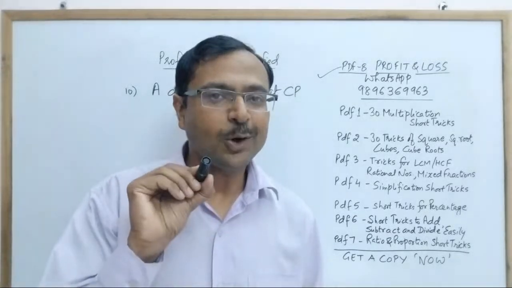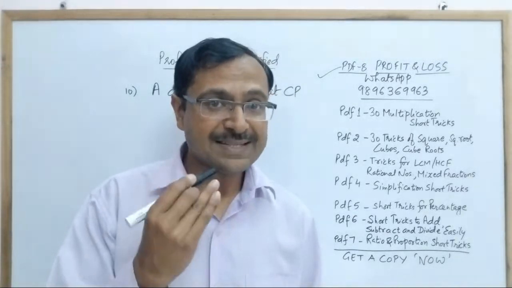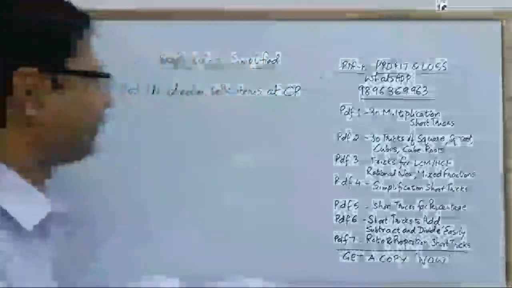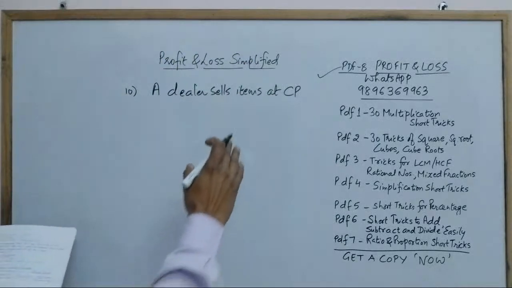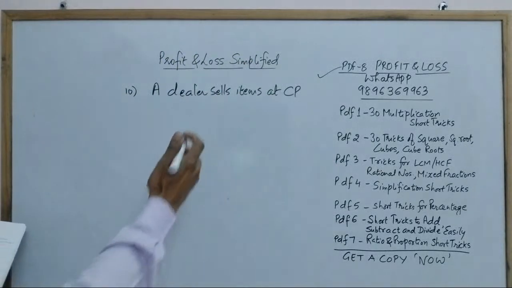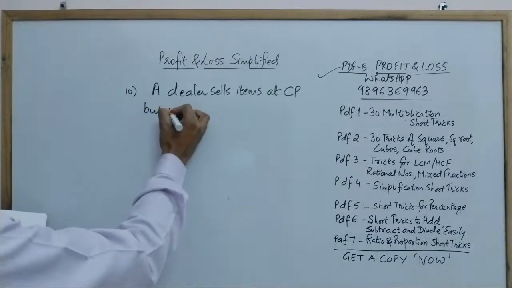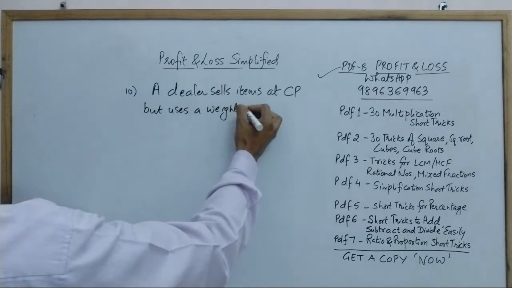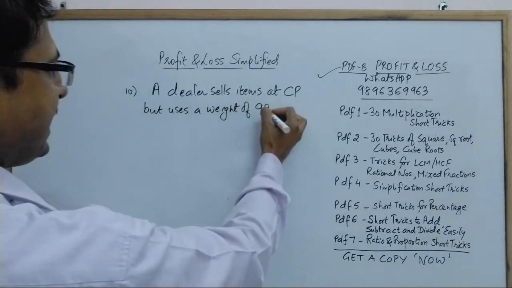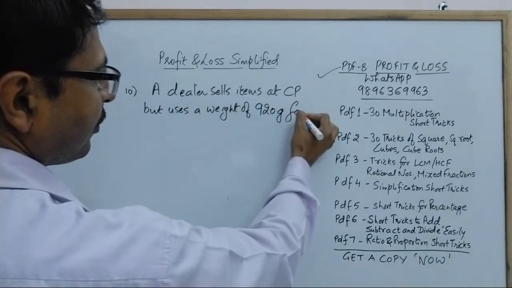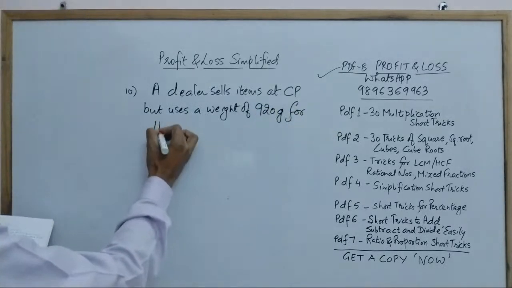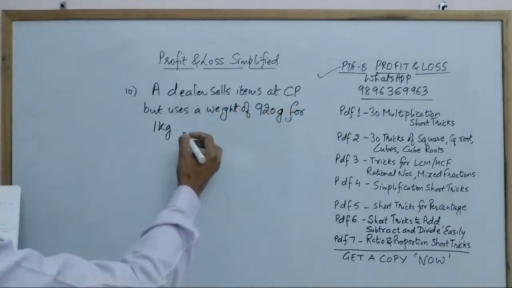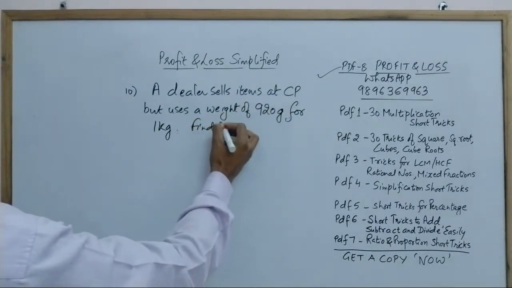He is cheating the customers by using less weight as compared to the original weight that he is showing to the audience. Okay, so a dealer sells items at the cost price but uses a weight of 920 grams for 1 kg. See, for 1000 grams he is using the weight 920 grams. So you need to find his profit percent.